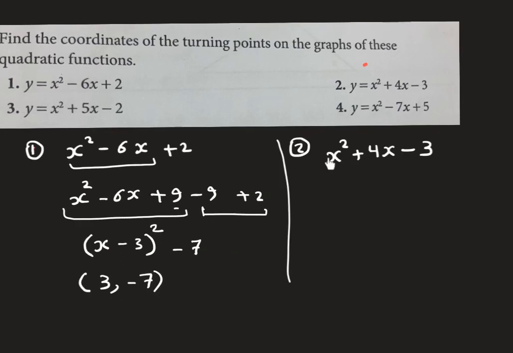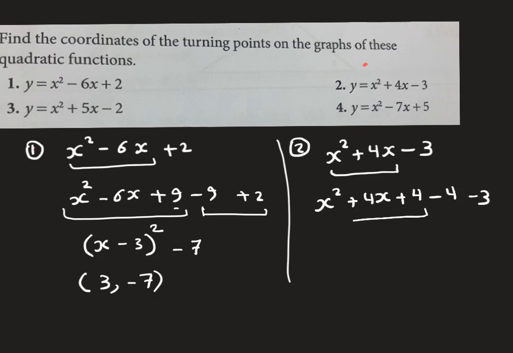Number 2, we have x squared plus 4x minus 3. In the same way, x squared plus 4x, forget negative 3 now. Take half of 4, 2. Then square the number, 2 squared equals 4. So add and subtract. So now you have x squared plus 4x plus 4 minus 4, then minus 3.